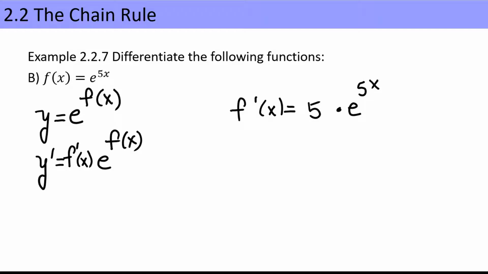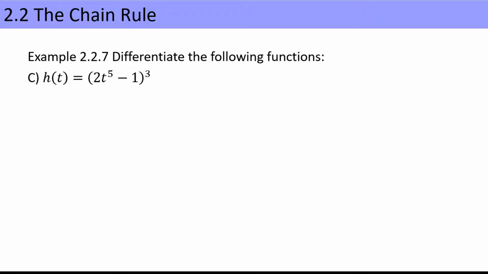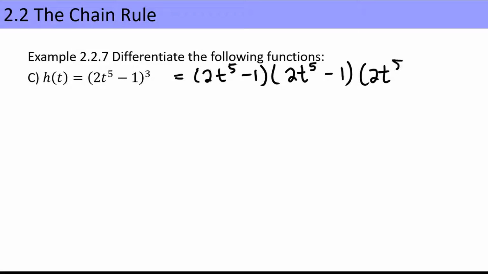And we're done. Part C, h of t equals the quantity 2t to the 5th minus 1, all raised to the power of 3. You have several options here. One of them is to multiply this out 3 times. That is, you can write 2t to the 5th minus 1 times 2t to the 5th minus 1 times 2t to the 5th minus 1, and do a whole lot of multiplying algebraically. Or you can combine them and use the product rule a few times.